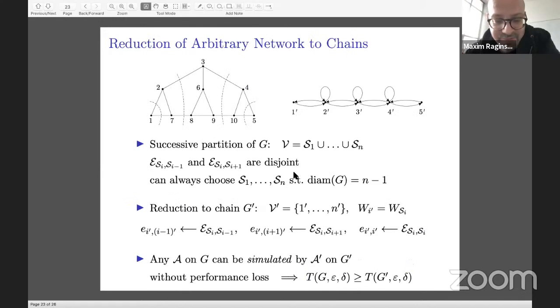So for an arbitrary network, and I want to make this really short, what you can do is essentially reduce it to a bidirected chain where each of the nodes also has self loops. And roughly speaking, the idea is something like this. What you want to do is partition the set of vertices into disjoint subsets in such a way that the cut sets between the neighboring sets are disjoint. So in other words, if I have subsets Si and Si plus 1, then information flowing from Si to Si minus 1 and from Si to Si plus 1, these sets of edges are disjoint.